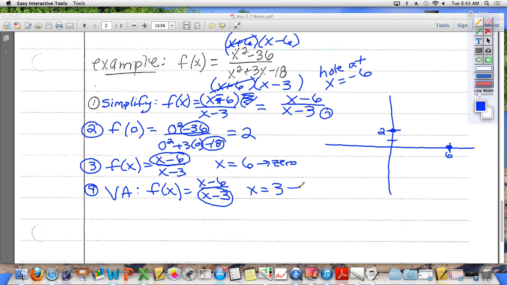What does that mean to you? When x is 3, we have a vertical asymptote. Yep, so that means you have a vertical asymptote at 3. So I go to 3. Here's 3. You're going to draw a vertical line.